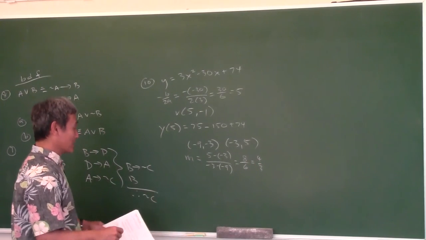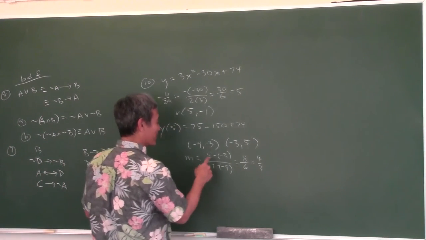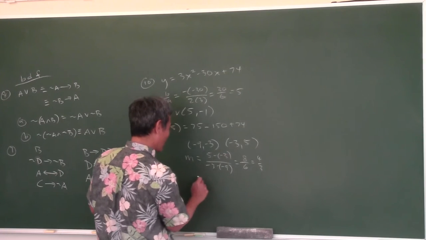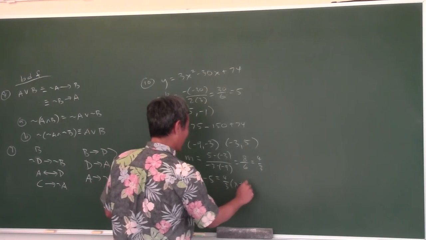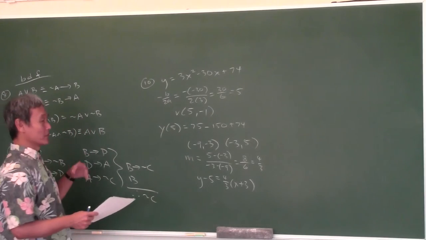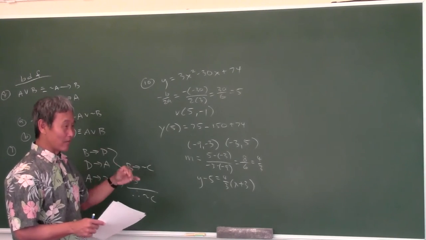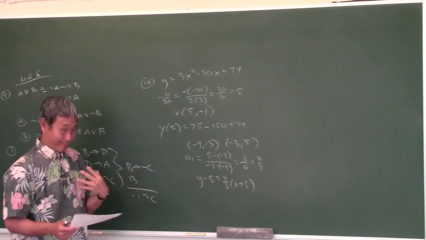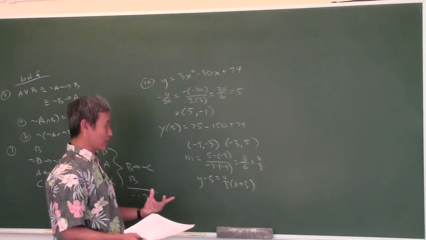Okay, now there's lots of things you can do. Let's just stay with the basic point slope form. Which point do you want to use? Which one has smaller numbers? This one. So y minus 5 is equal to 4/3 times x plus 3. Now that's the correct answer. However, when you want to use the distance between a point and a line formula, the line has to be in general form. On the test, I might ask you to write your answer in general form, so you have to know how to put it in general form.